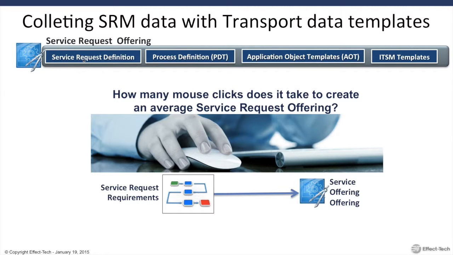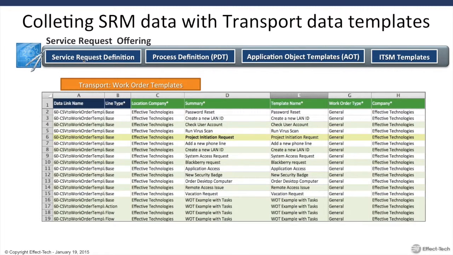What we do with Transport is we take a completely different approach. We build this via CSV files. That means my work order templates, in this case my ITSM templates, I can build very quickly. I can take existing ones that already exist and clone those, and I have 50% of what I need to start.